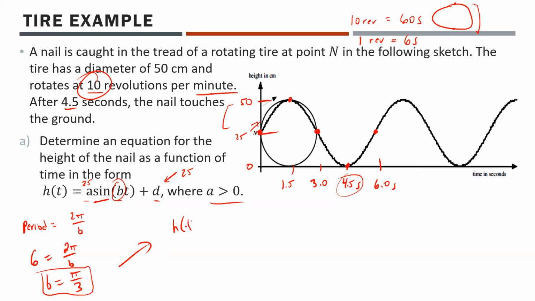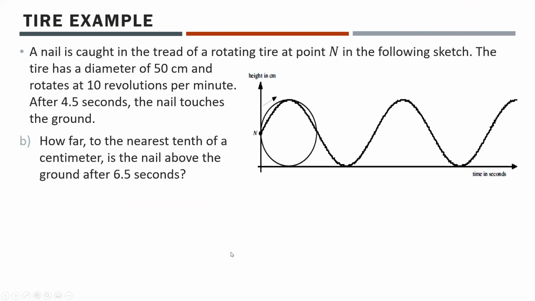To throw this together, h of t equals a, which we determined as 25. That's our amplitude, right? So 25 sine b, that was a hard thing to find. That's pi over 3 times t. And then plus d is 25. And again, maybe you want to put brackets around the pi over 3 just to keep that nice and safe in case we have to put it in our graphing calculator. Whew. All right, one last question here.